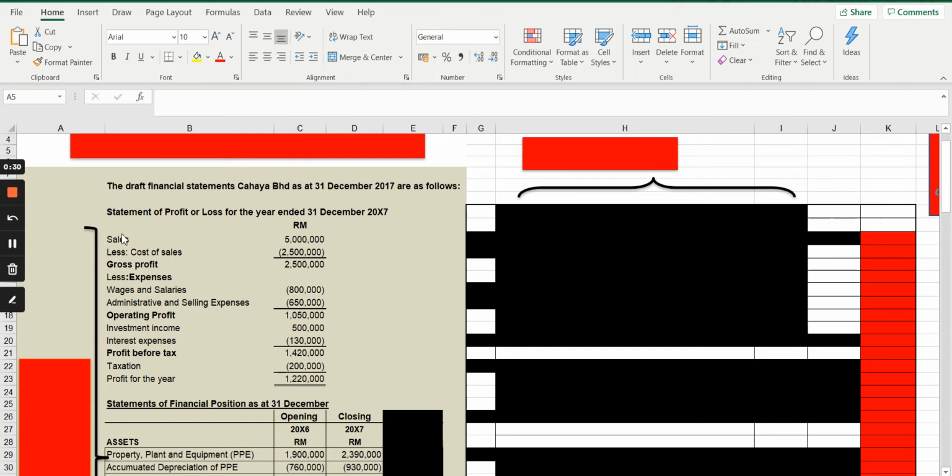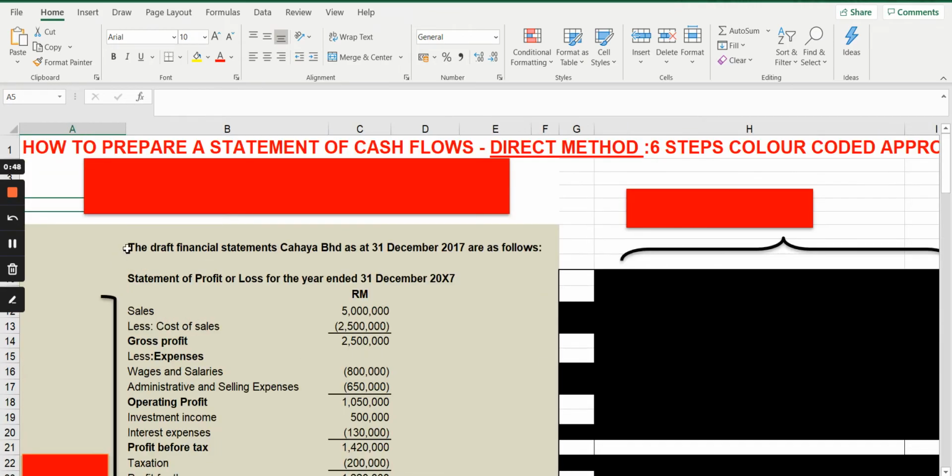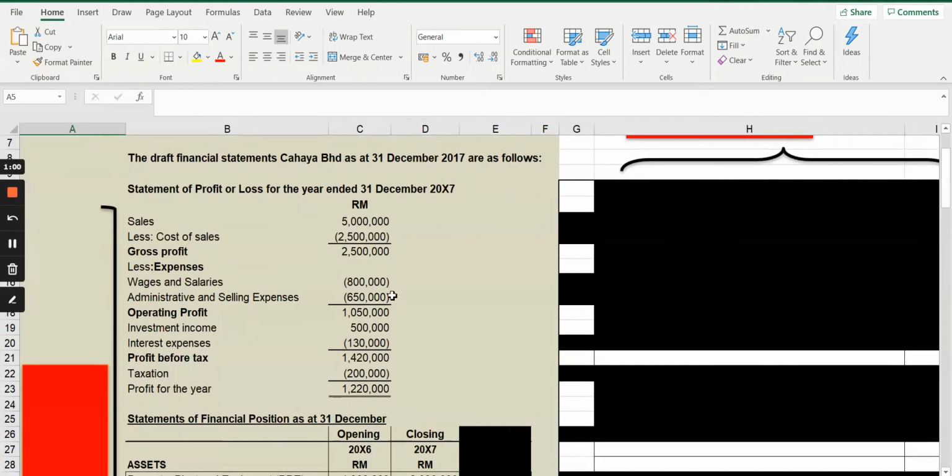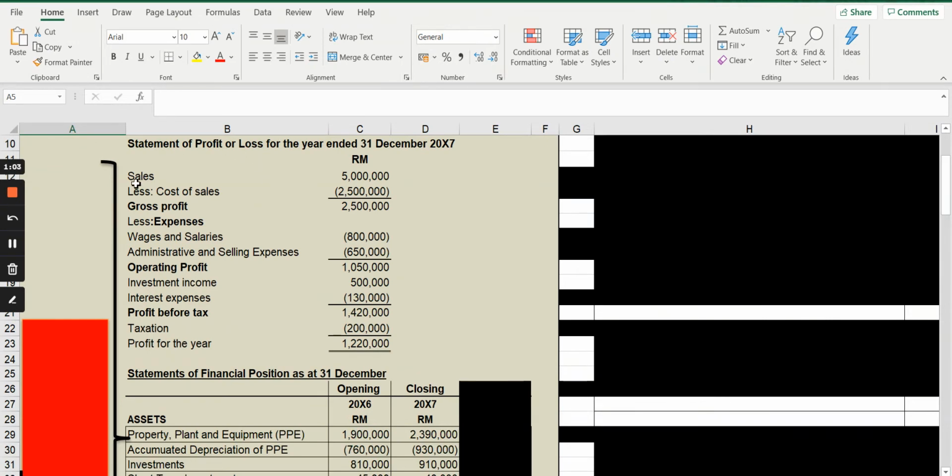a company called Cahaya. Cahaya means it's a company that may be dealing with, I'm not sure what the business is, but the year end is as at 31st of December 2017. You are given the draft financial statements of Cahaya as at 31st December 2017 as follows for the statement of profit or loss. You are given the information on sales, cost of sale, the typical items that are normally in the statement of profit or loss, and at the end you have the profit for the year.